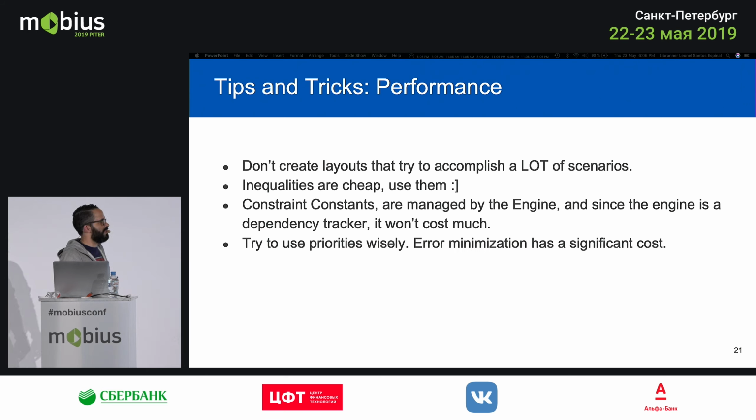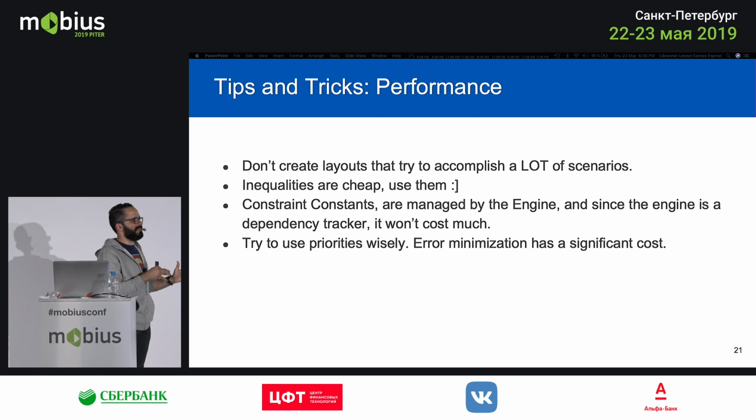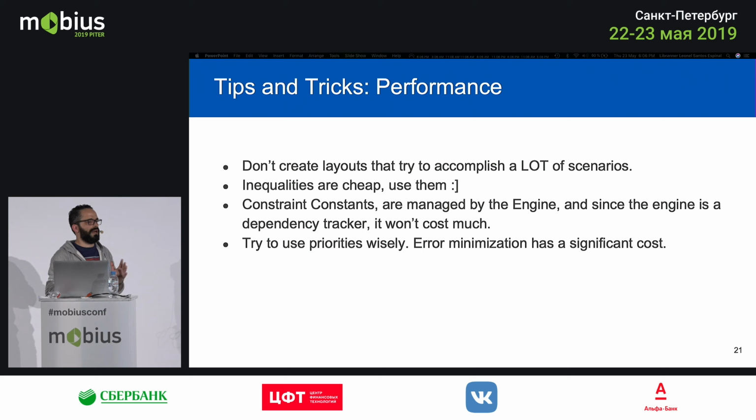Try to use properties wisely, because that's the most expensive thing for the engine, handling properties. One thing I can recommend is, by default, you have a priority of 1,000. If you can just put something like 900 or 999, it can help you, because auto layout will know what constraint it can break when something goes wrong.